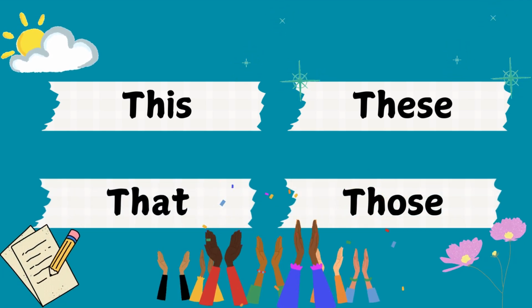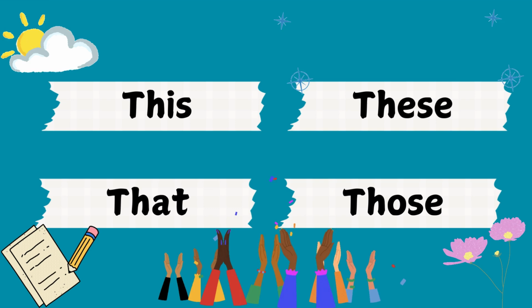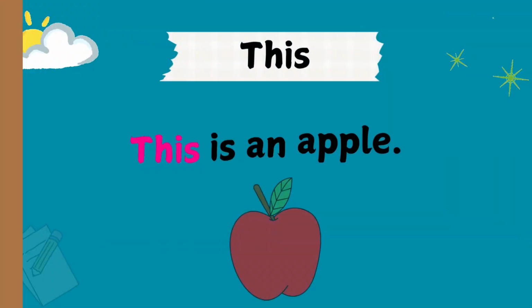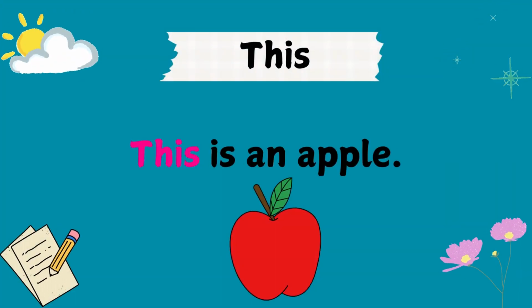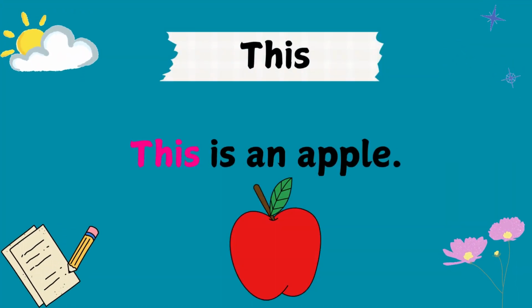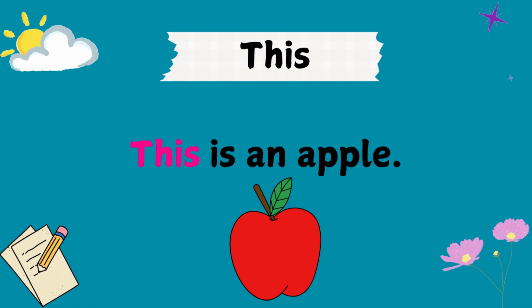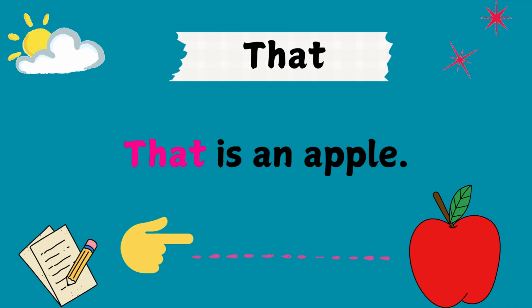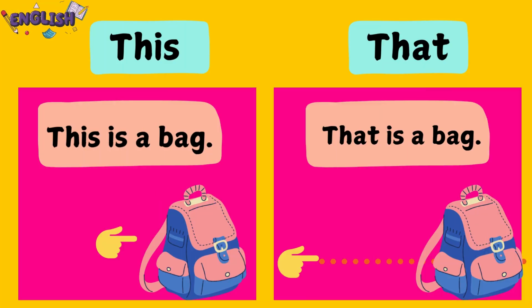Today we learn about when we use this, these, that and those. First we learn when we use this and that. This means near. This is an apple. That means far. That is an apple. This is a bag. That is a bag.